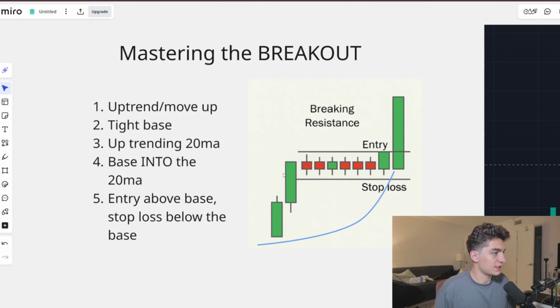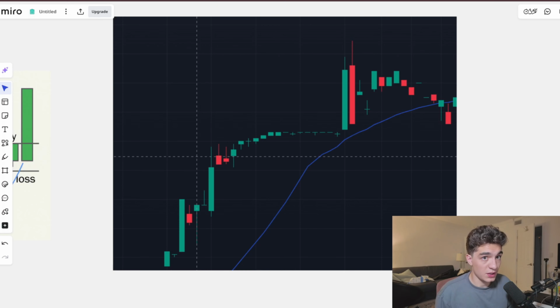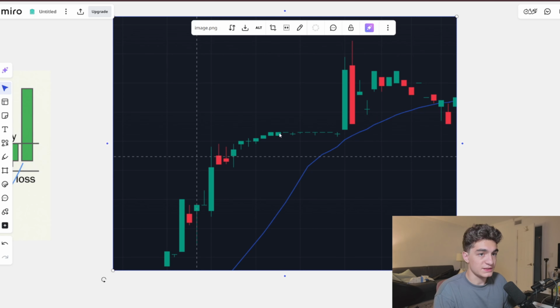Now you're probably like, wait a second, this is a little too easy. And yeah, you're right. There's a lot that goes into making this higher or lower quality. Let's go into an example. This is a trade that I made about $2,000 off literally 2 weeks ago. So we had a nice move up. We had a nice base here into the 20 period moving average.